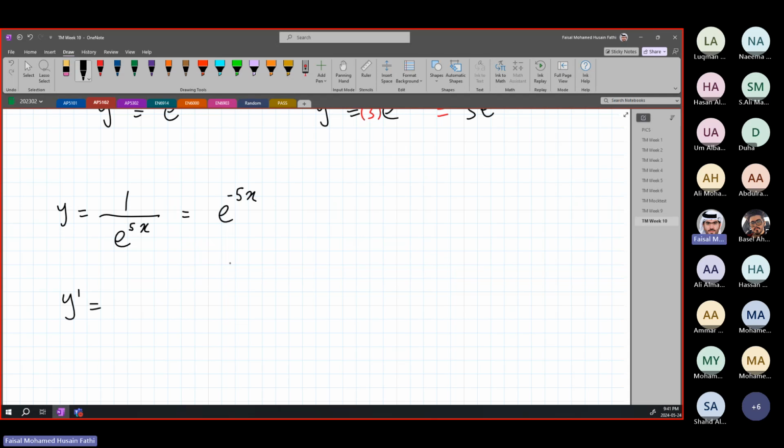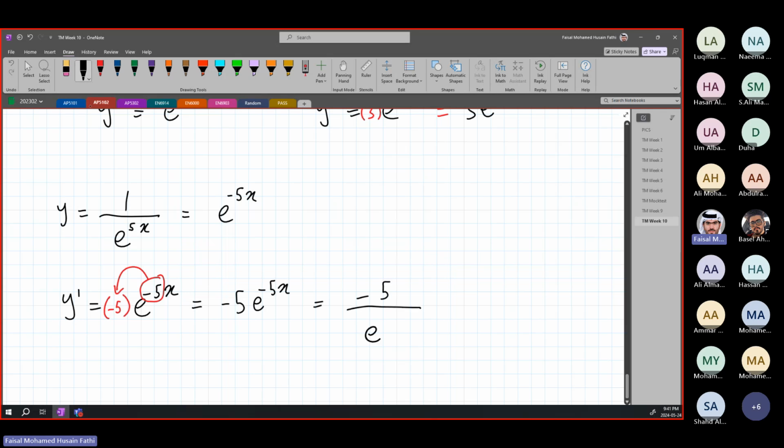So y prime is going to be e to the power minus 5x. Nothing changes. Only thing, since we have a constant here, with the sign, it is going to come outside. Fair? It will be equal to minus 5 e to the minus 5x, which is equal to minus 5 over e to the power of plus 5x. Okay? This is where confusions might occur. All right?